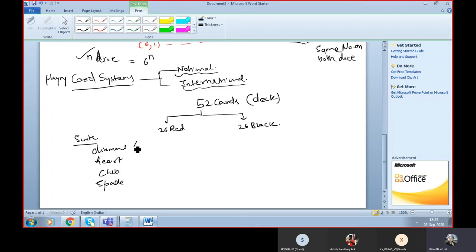I will draw the symbols also. Diamond is just like this, and in Hindi it is called eent. This is what we call heart. Heart is what we call paan, and this is a club. Club is what we call chidiya.